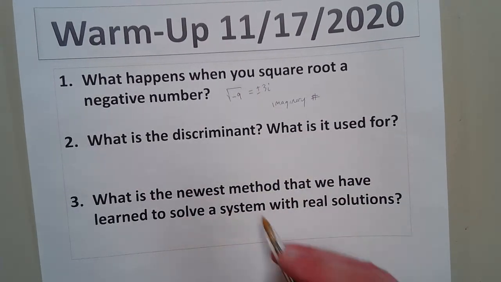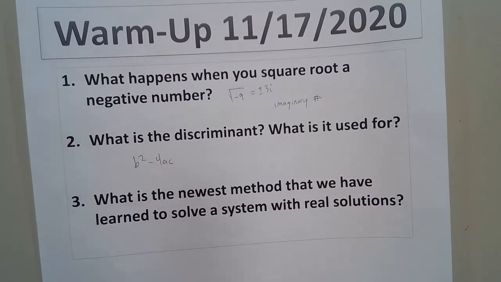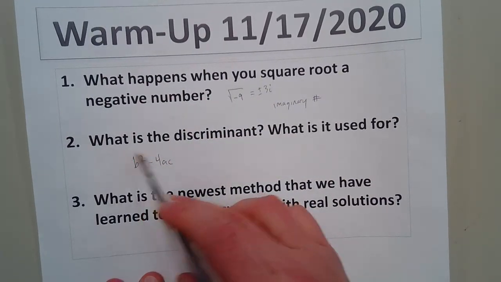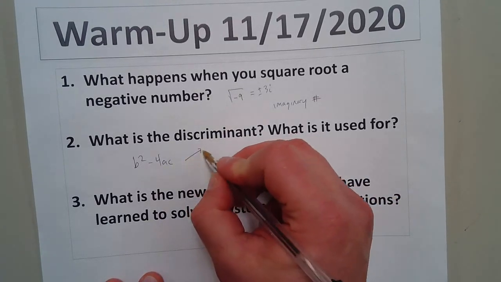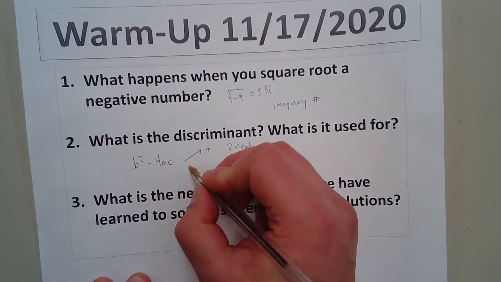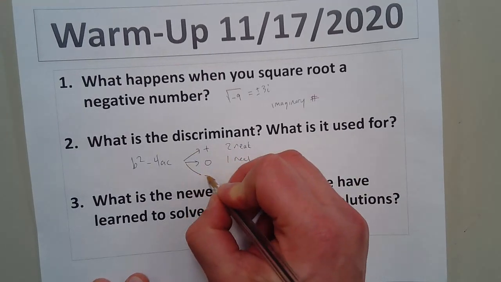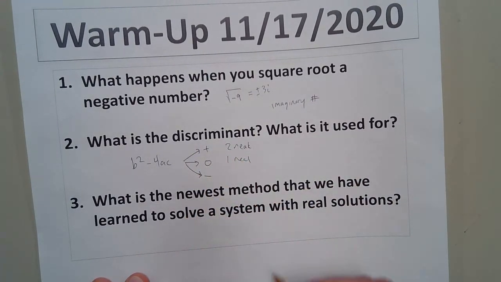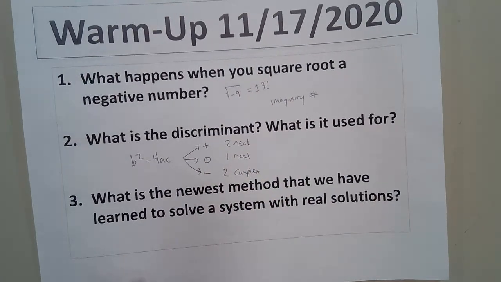Okay, next part. What's the discriminant? So the discriminant is the b squared minus 4ac. And when it says what is it used for? So remember, it's the part that goes under the root. So what it's used for is to tell you how many solutions you're going to get. So if it's a positive number, it means you're going to have 2 real solutions. If it's 0, you're going to have 1 real. And if it's negative, then you're going to have 2 complex or imaginary solutions. And that's the idea. So it's telling you how many, and what type of solution you're going to get.